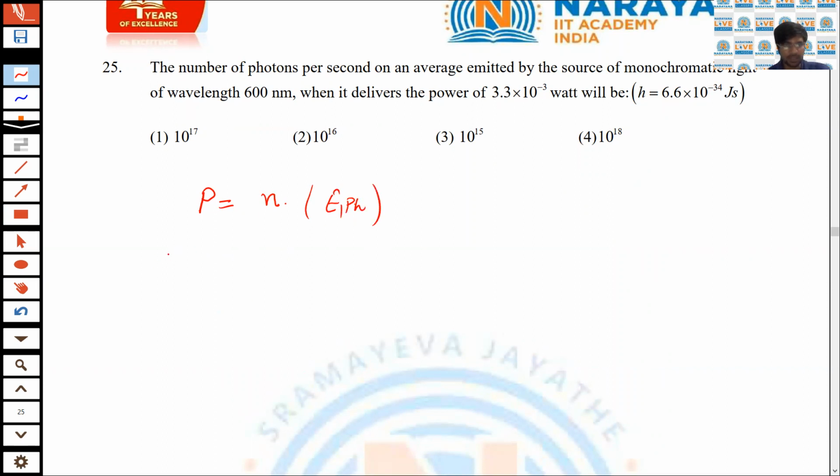Now, what is the power? It is equal to 3.3 × 10^-3 in SI units, which is equal to n times the energy of one photon. Now, what is the energy of one photon? It is hc by lambda.